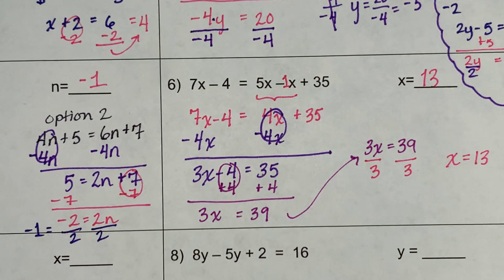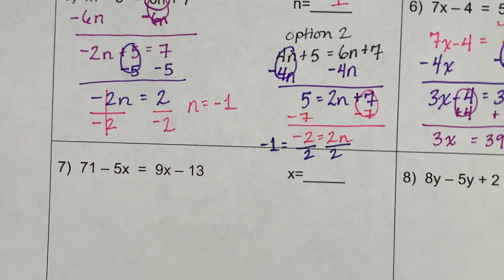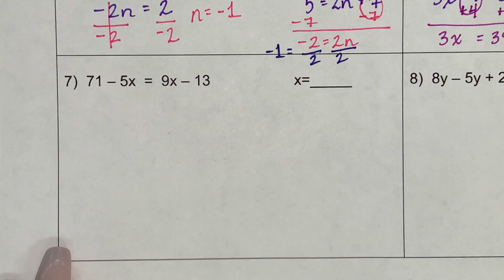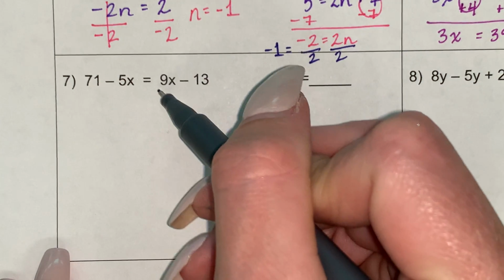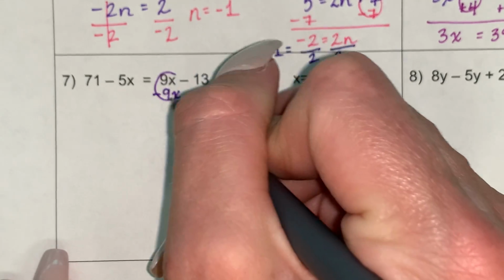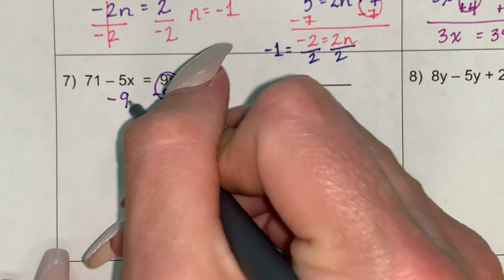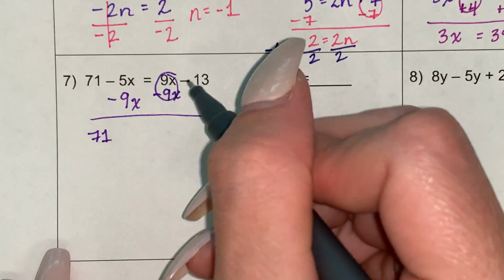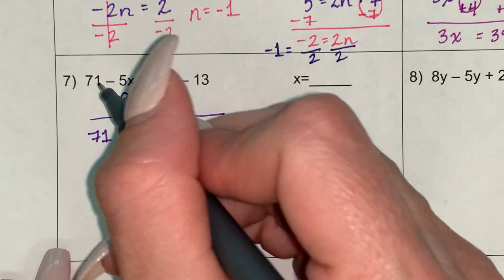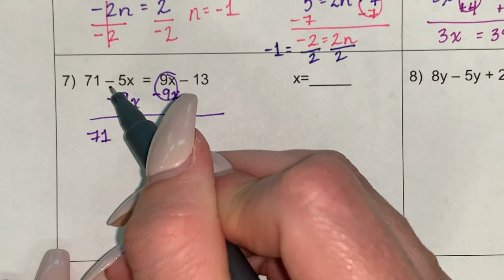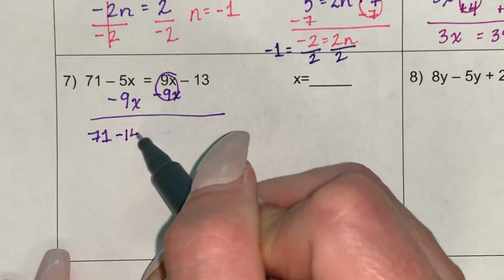All right, just 2 more on this one. For number 7, if you wanted to be a left mover, you would move this 9x to the left. So I would subtract 9x, so that zeroes out, and subtract 9x here. I always start by moving the x's. You could start by moving the constants, but I start with the x's. So negative 5 minus 9 is negative 14.